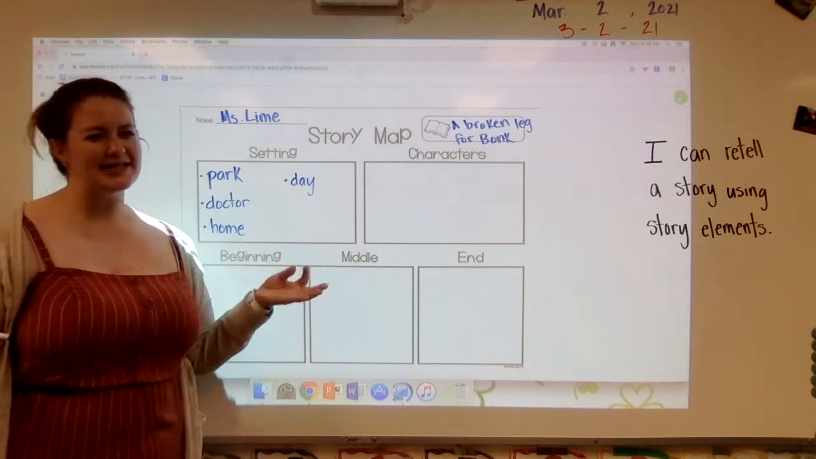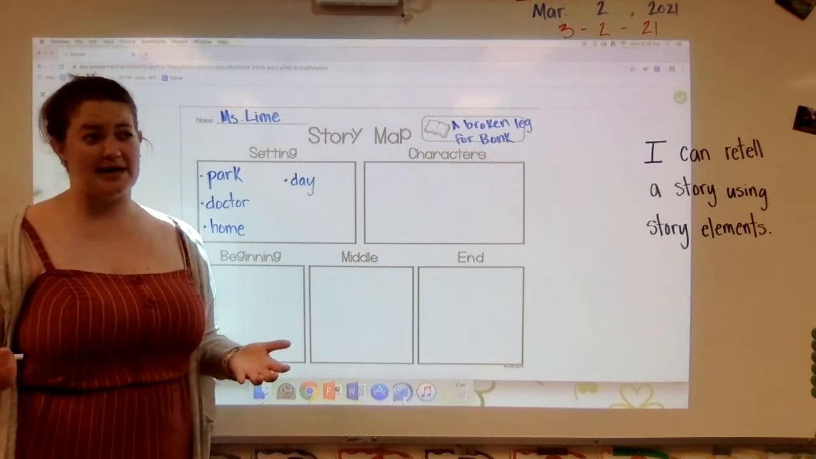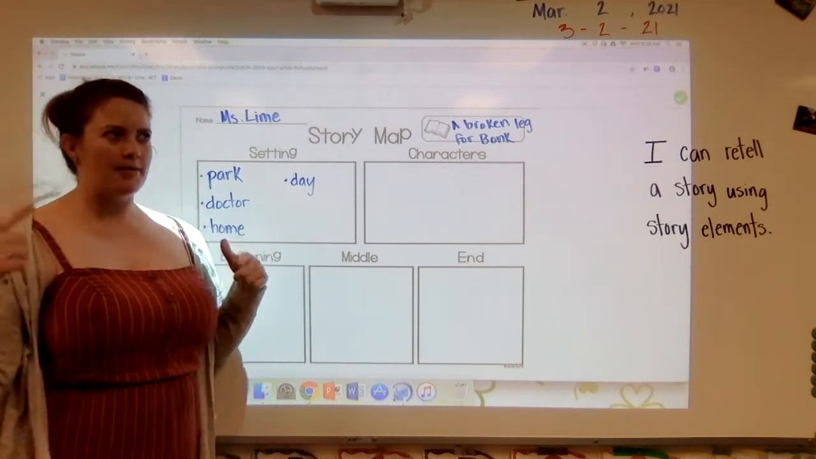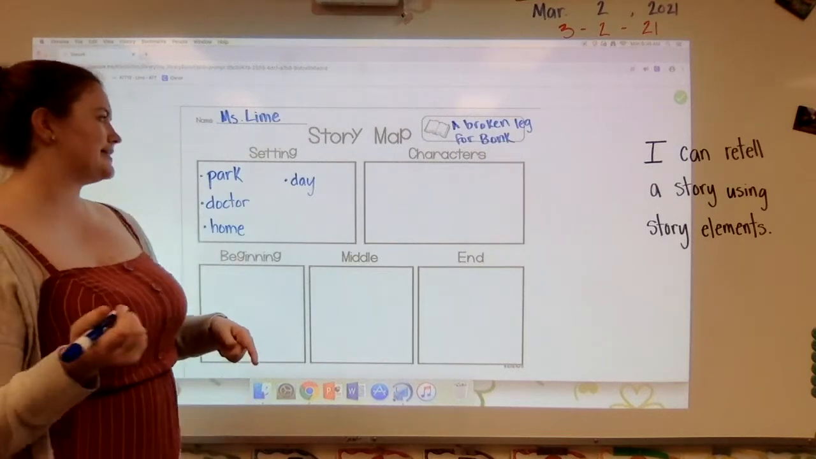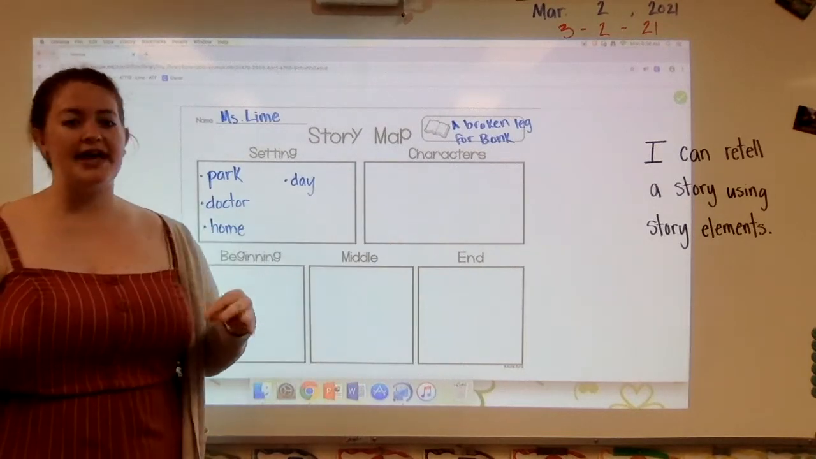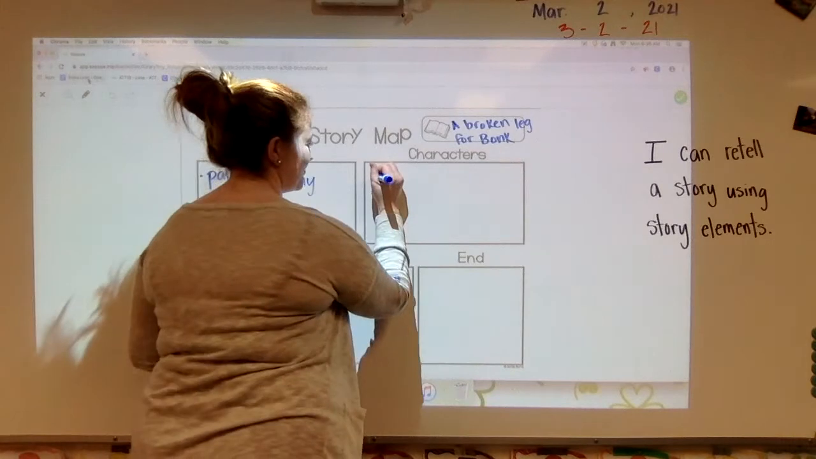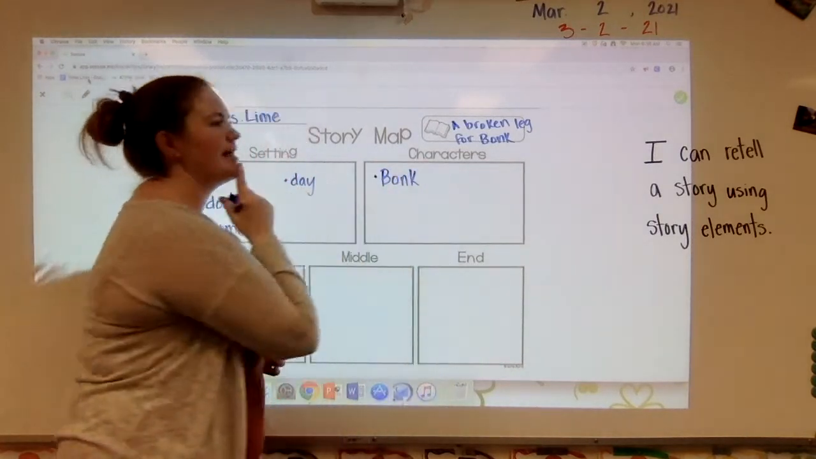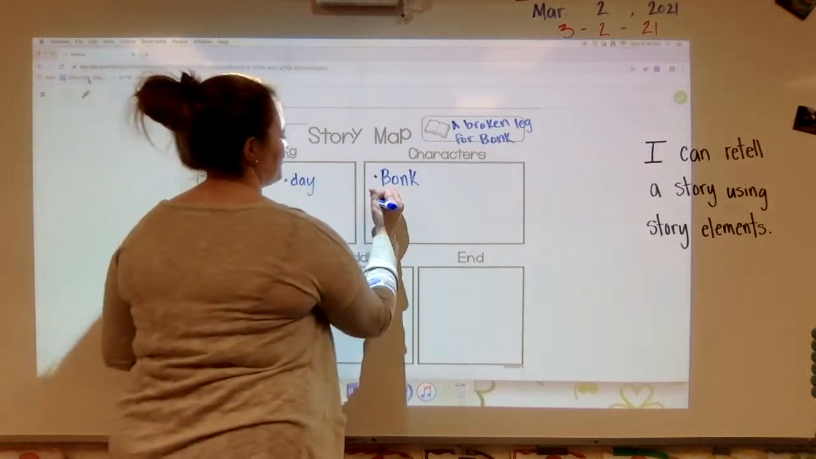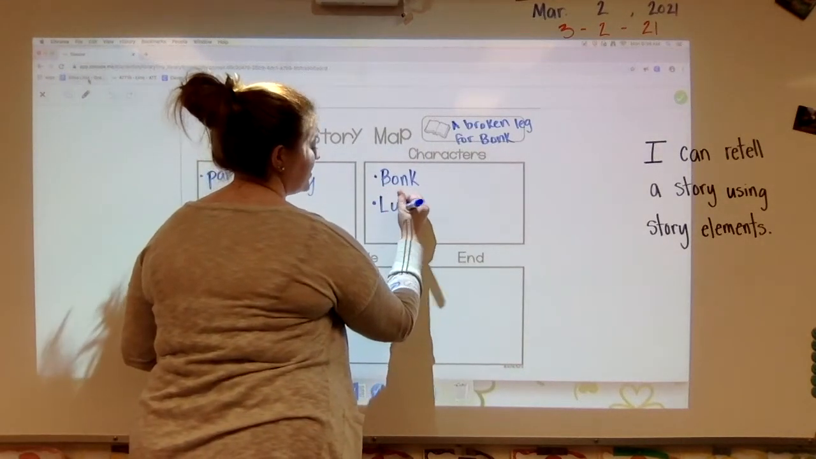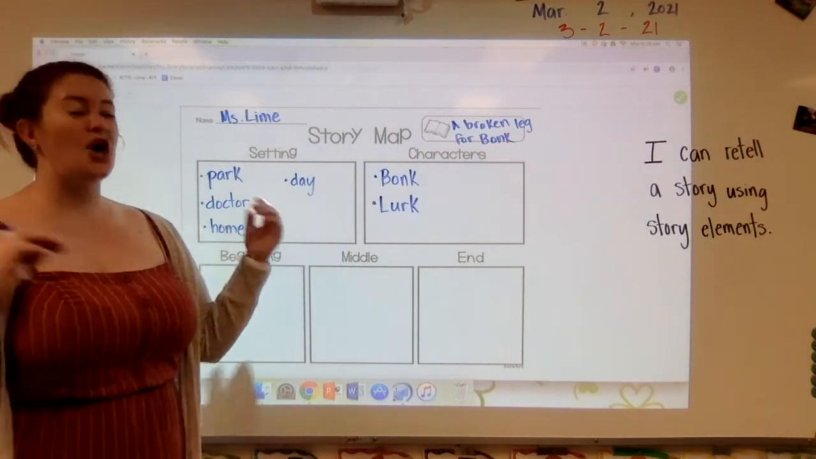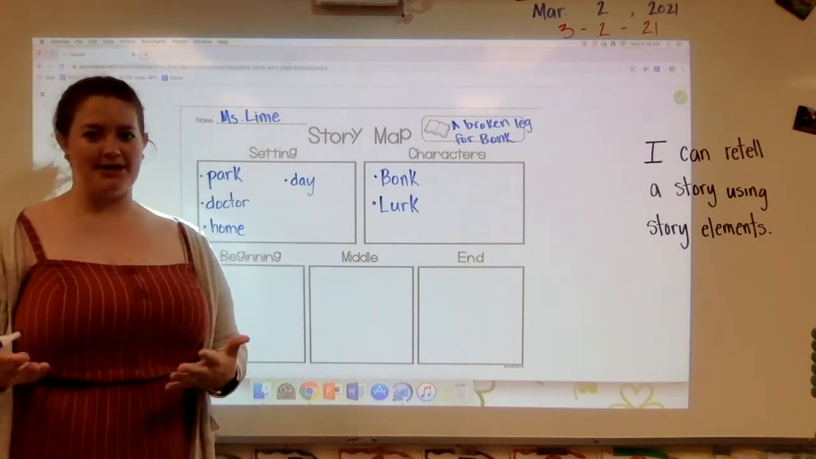Wow, I'm glad that I sat there and wrote that down because otherwise I might have thought, oh, they were only at the park or they were only at home. But now I'm remembering, wait, they were all these different places. Okay, who were the characters? Oh, well, we have Bonk, right? And, oh, what was his friend's name? Lurk, that's right. And I know how to spell these names because they were in my story. And if I forget, I can always go back and look in my book.